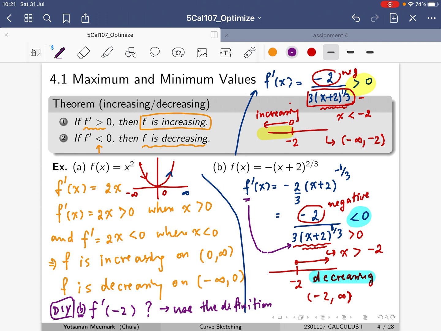Remember, the limit of f(x) minus f(a) over x minus a as x goes to a. But here, your a is -2. So what happened? You will see something later on.